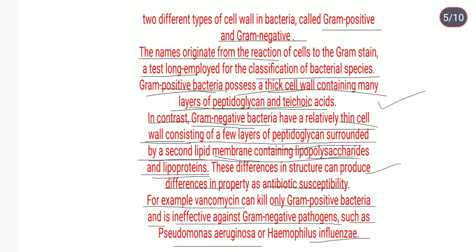For example, vancomycin can kill only gram-positive bacteria. It does not kill gram-negative bacteria because gram-negative bacteria are resistant to vancomycin, and Pseudomonas aeruginosa and Haemophilus influenzae are examples. Here is all about gram-positive and gram-negative. On the next page I will discuss the structure of gram-positive and gram-negative bacteria.